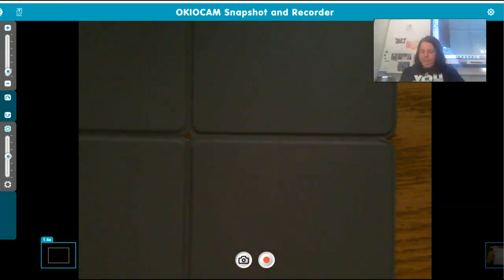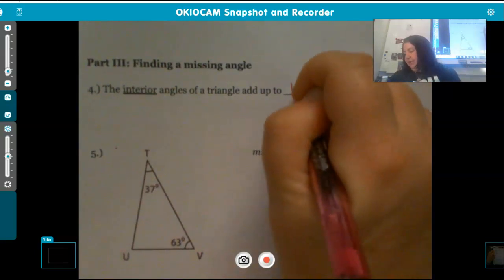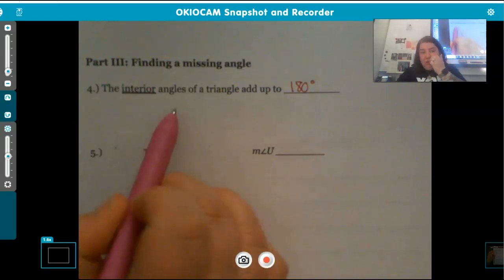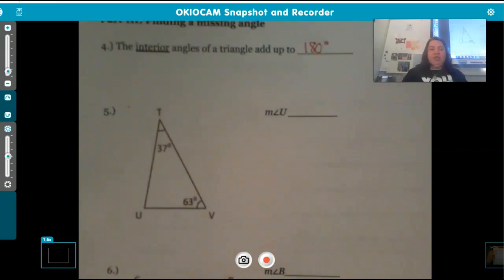All right. Last page. Dear God, please tell me you guys remember this one. The interior angles of a triangle add up to 180. Excellent. The interior, and notice I underlined interior. The interior angles of a triangle add up to 180. We've been working with that number all semester. So we have 2 triangles with missing angles. How are we going to find that missing angle?